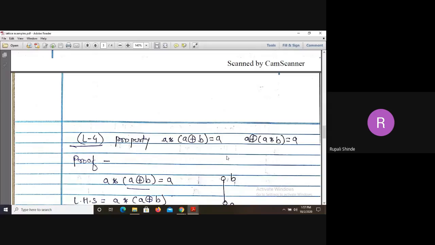So in this way, lattice satisfies four properties. The first property is idempotent. The second one is commutative. The third one is associative. And the last one is absorption.